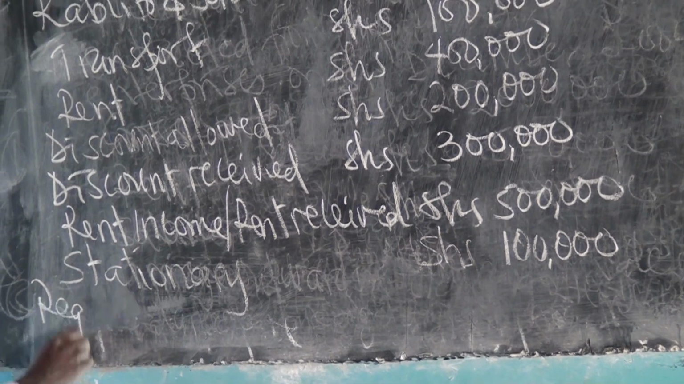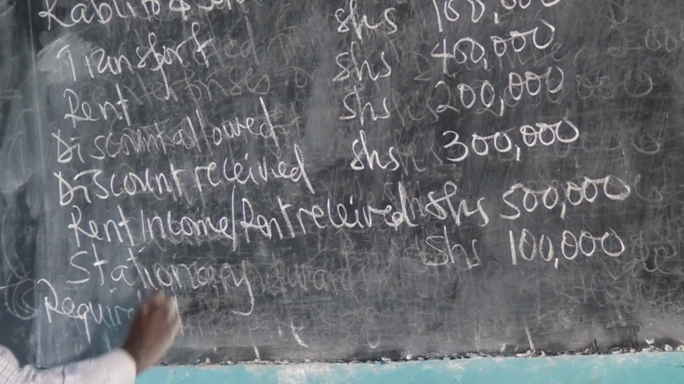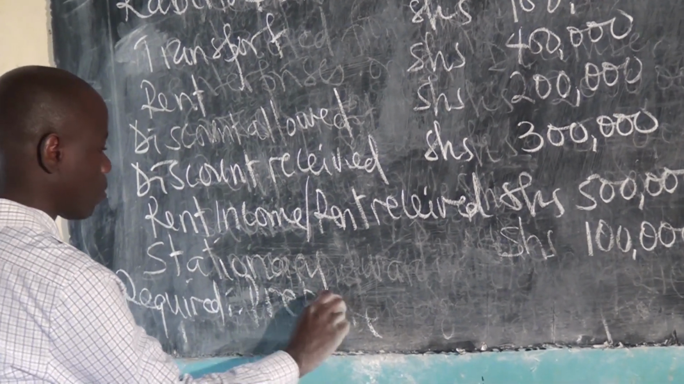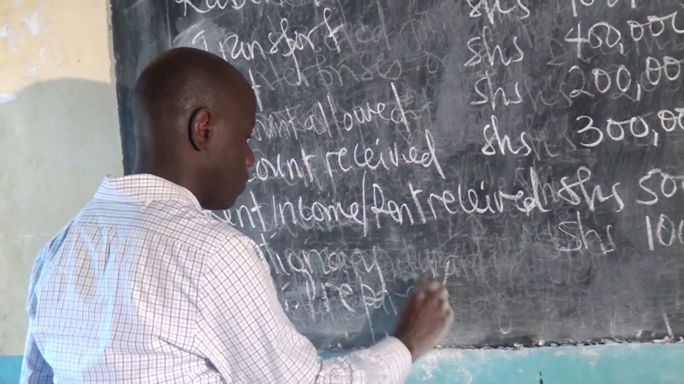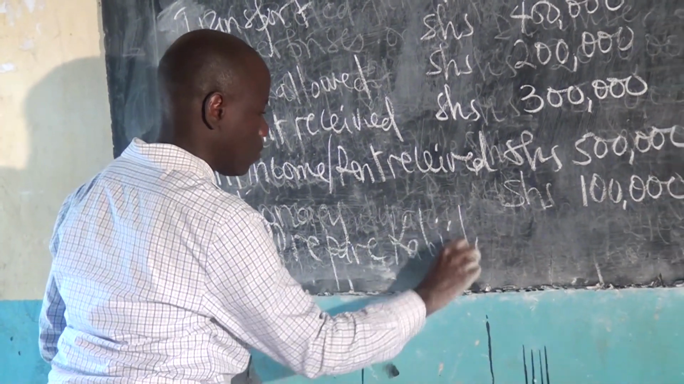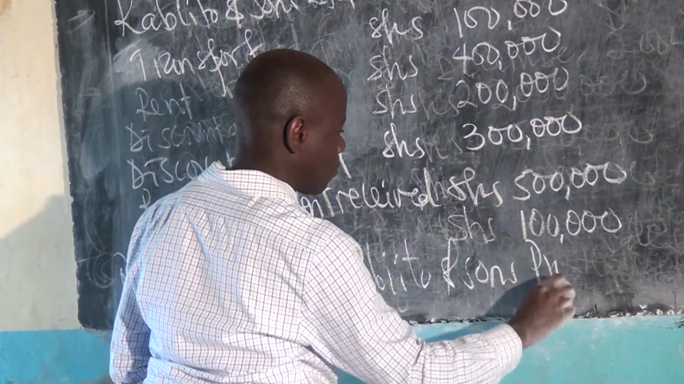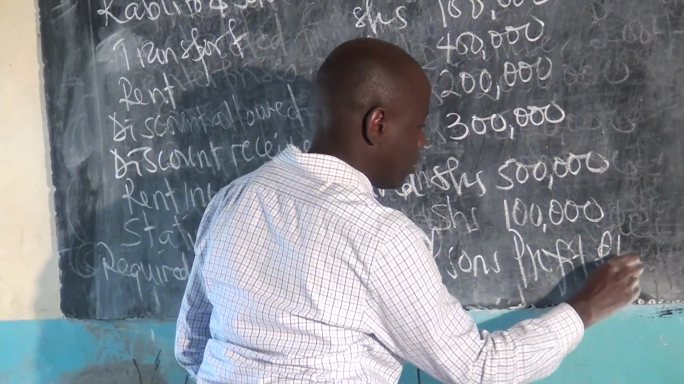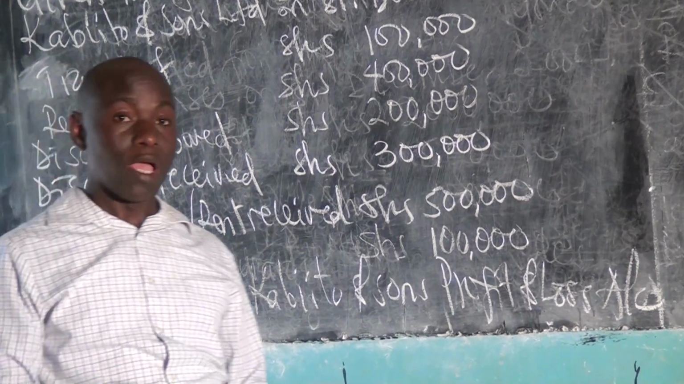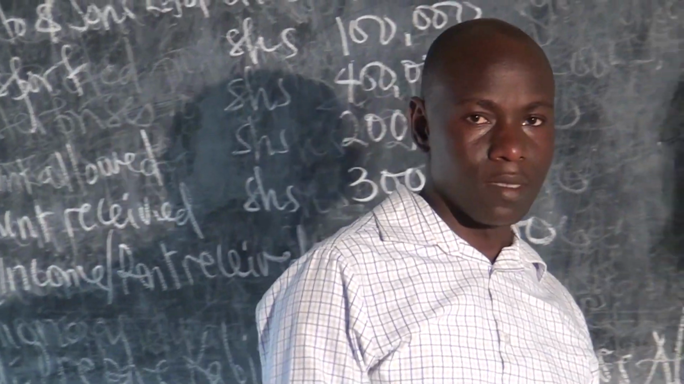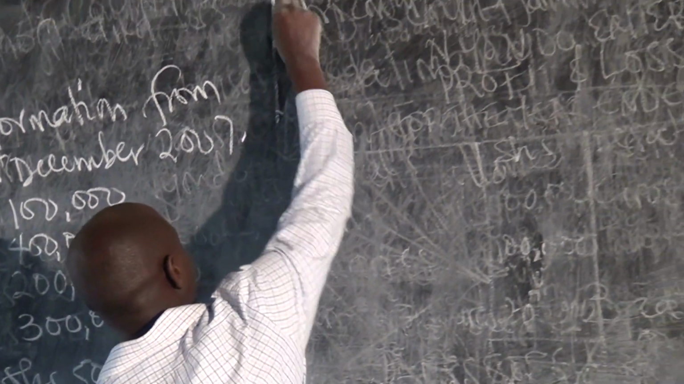Required: prepare the profit and loss account of Capital and Sons Limited. We are using again the two methods, the horizontal and the vertical. Let us start with the horizontal.